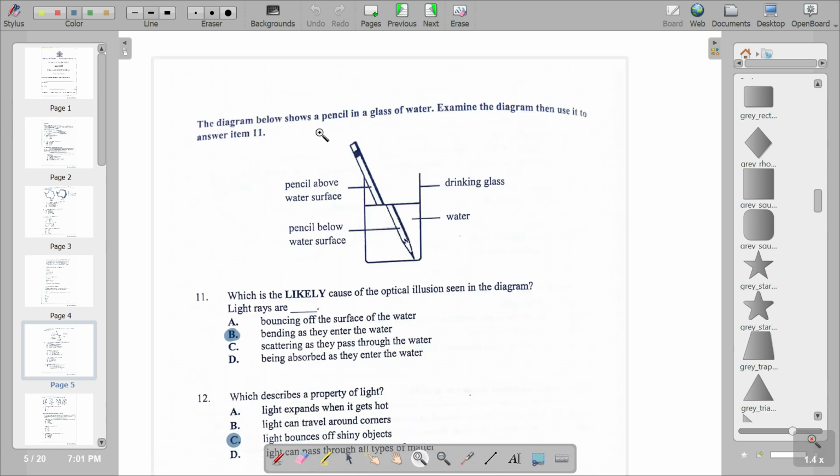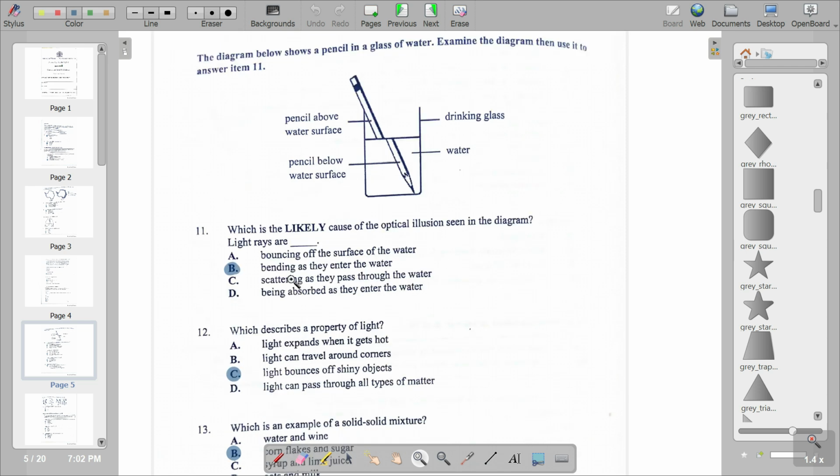All right, so the diagram below shows a pencil in a glass of water. Examine the diagram, then use it to answer item 11. So here's a pencil. This part is above the water. This part is in the water. All right, let's see what the question has to offer. Which is the likely cause of the optical illusion seen in the diagram? Light rays. Light rays are bouncing off the surface of the water? No. Bending as they enter the water, which is refraction, right?